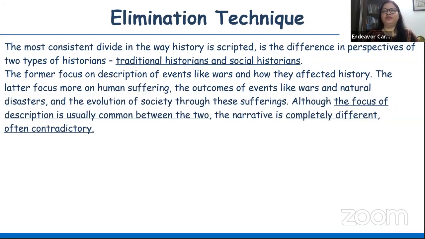Okay. I'm sure you finished. So what is this paragraph all about? It talks of how there are two types of historians who have different perspectives, right? Who are these historians mentioned? They are traditional historians and social historians. The traditional historians focus on description of events like wars and how they affected history. And the social historians focus more on human suffering. Correct? They focus on the outcomes of these wars, etc.